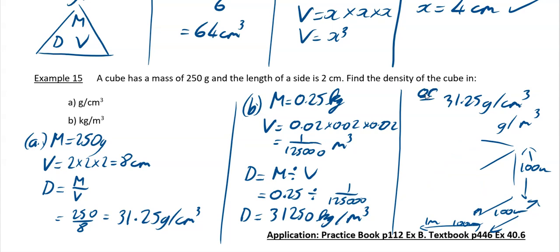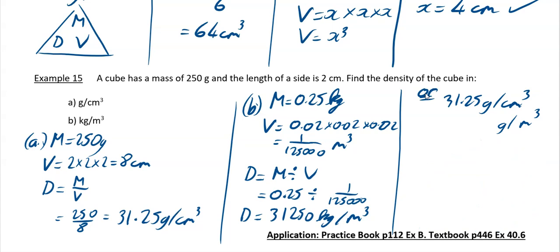So that's fairly tricky. That means if you want to do this conversion, you could multiply this by 1 million and see what you get. So multiplying by 1 million, we've got 31.25 times 1 million, and that gives you 3125 with 4 zeros. So that's the number of grams per meter cubed.